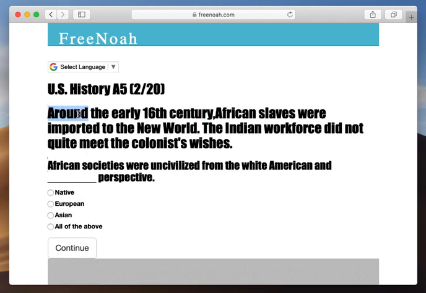All right, so now we're going to introduce African slavery. Around the early 16th century, African slaves were imported to the New World. The Indian workforce did not quite meet the colonists' wishes.